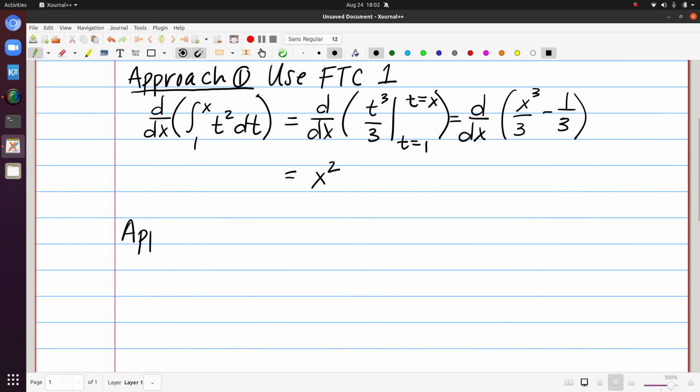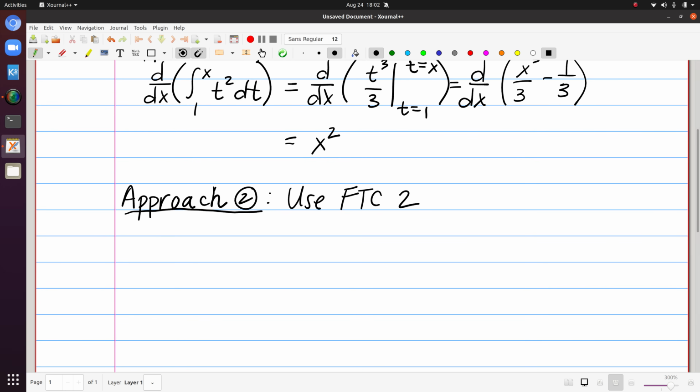Approach 2 is going to instead use FTC2. So we have the same prompt. In order to use FTC2, I just need to guarantee that my integrand is continuous over my interval. And in that case, I just rewrite the integrand, replacing the variable to be that of the differentiation variable.